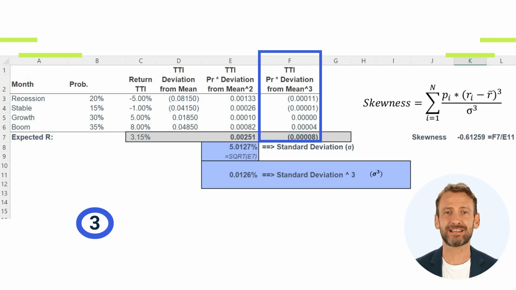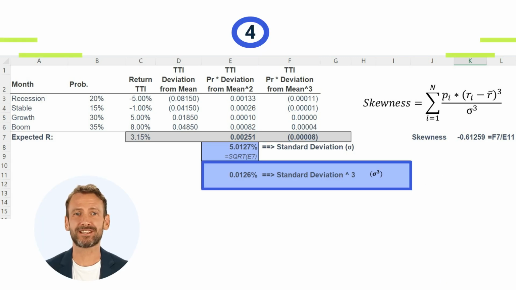As the third step to calculate skewness in this context, we need to raise to the third power the deviation of each return from the expected return for each scenario and multiply it by the respective probability for each scenario. Then we sum these results, which you can see in column F. In this case, this sum equals negative 0.00008. This is the numerator of our fraction for calculating skewness.